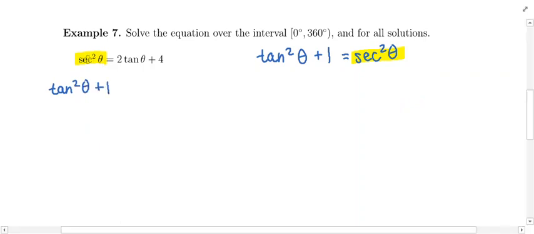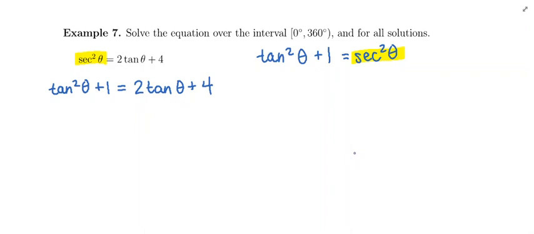These quantities, secant squared of theta and tangent squared theta plus 1, are equivalent, so I can substitute one for the other. I'm not going to change anything on the right side. And now if you look at what we have, an equation that just has one trig function. Everything is tangent. So that is great.